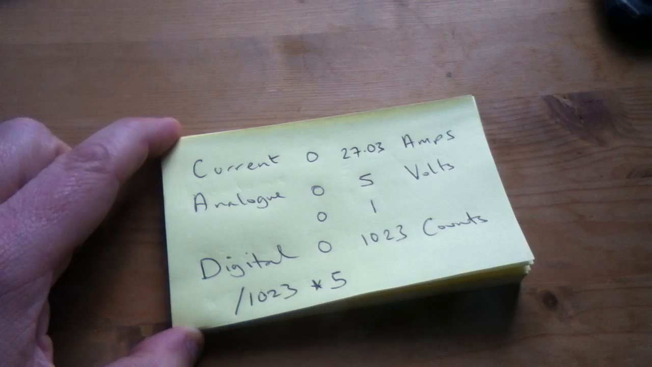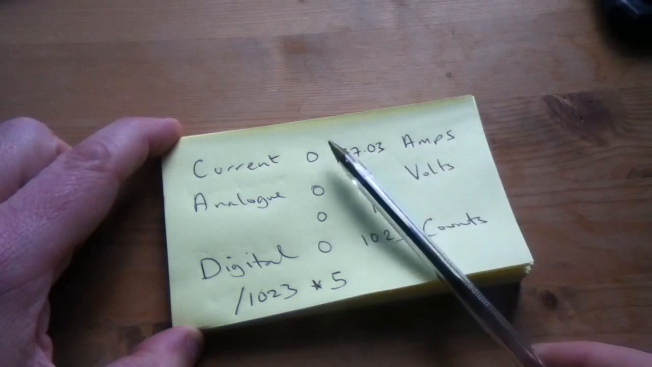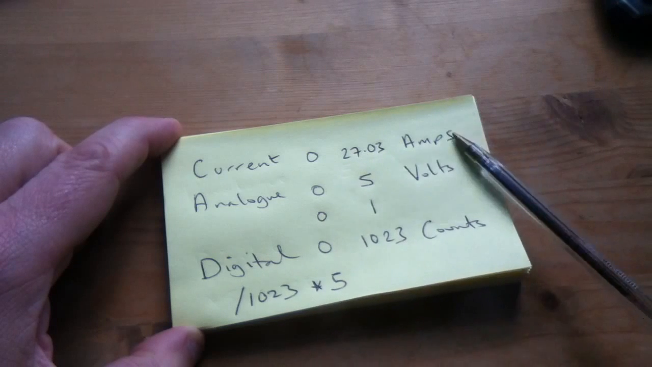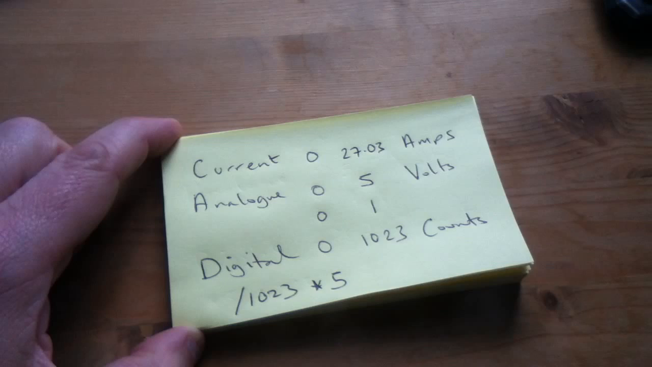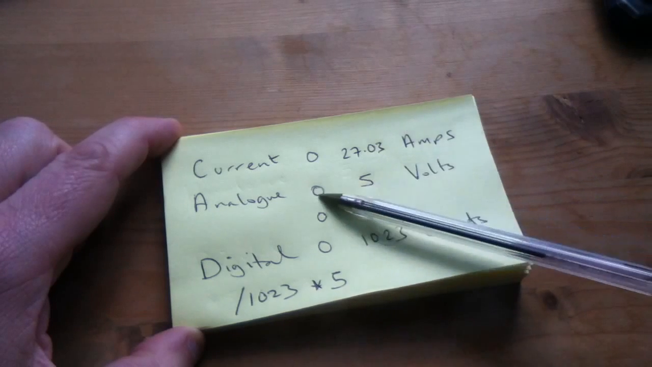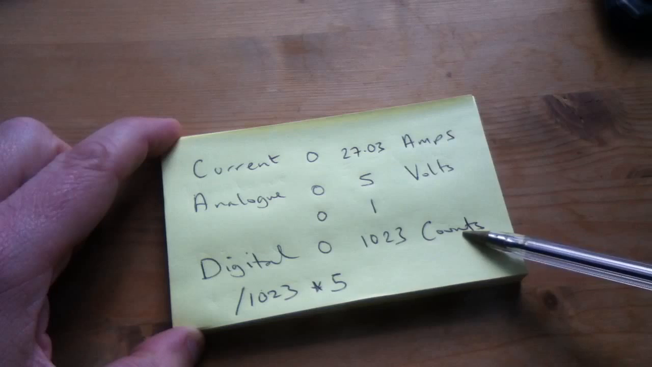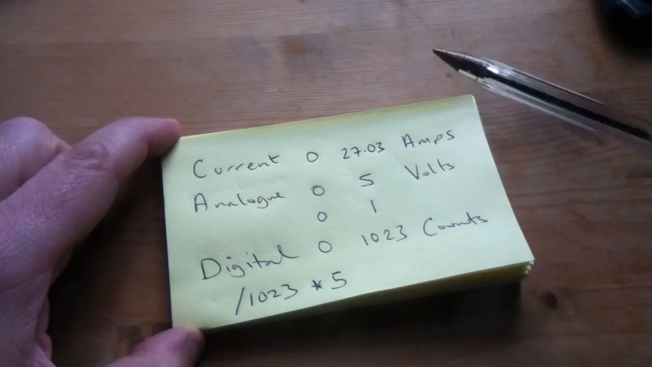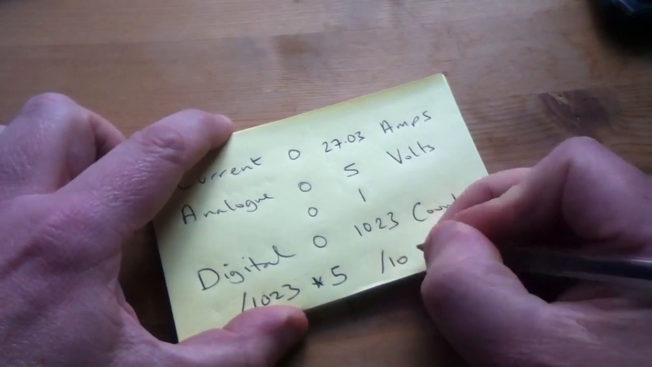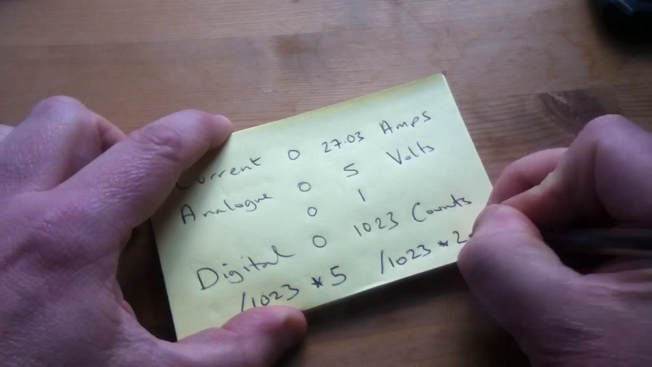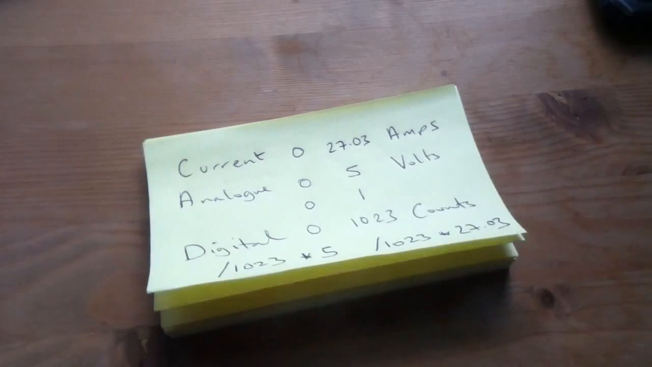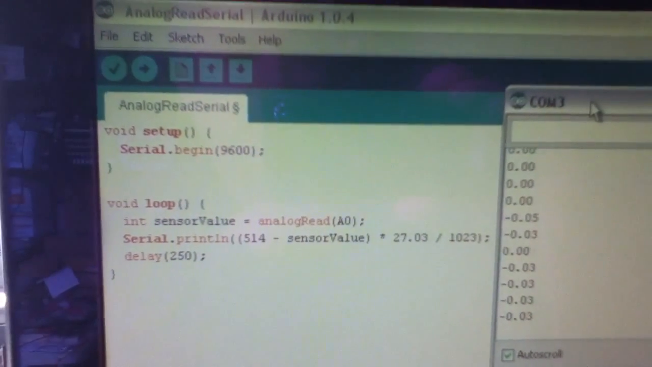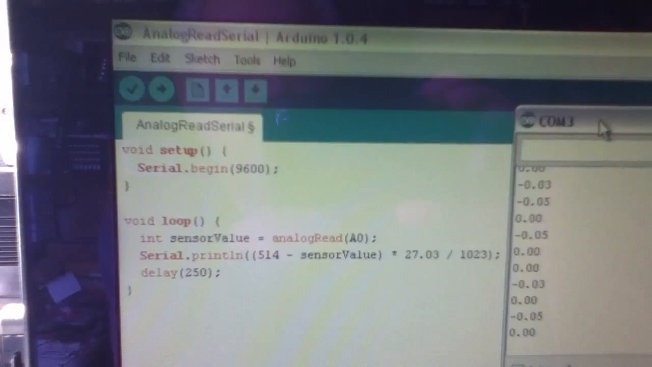So now on the list of scales, we have a new one. Current going into the sensor ranges from 0 to 27.03 amps. So the full chain of events now is current is converted to voltage in this scale, which is converted to counts in the analog to digital converter in this scale. So the math to convert from counts back to amps is divide by 1023, multiply by 27.03. So here's the final code with the 27 amps value put in there.